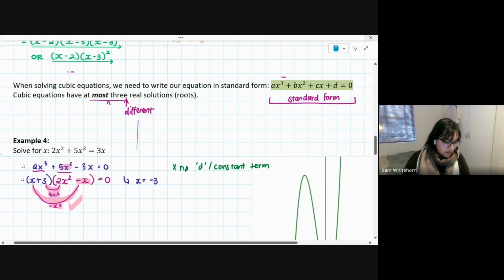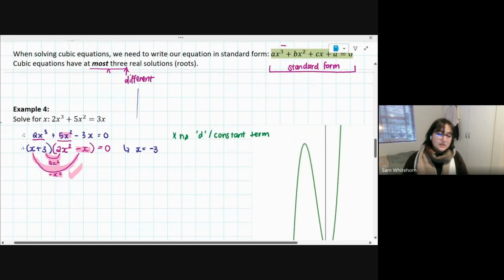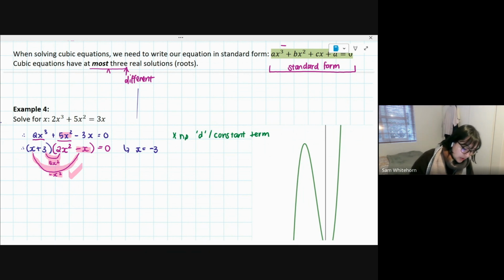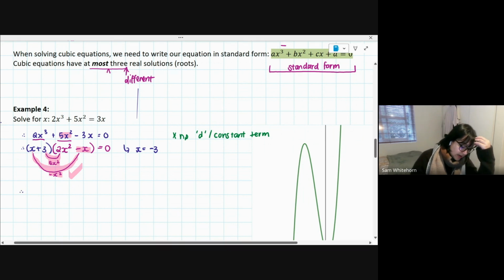And now we factorize. Okay, so when we go and factorize, because there isn't a constant term, we're not going to factorize it like a normal quadratic. But if you have a look at your bracket, you've got 2x squared minus x. You've got a highest common factor. So we'll take out our highest common factor of x. Now you still have that bracket x plus 3. And remaining, once you've taken out your highest common factor, is 2x minus 1.